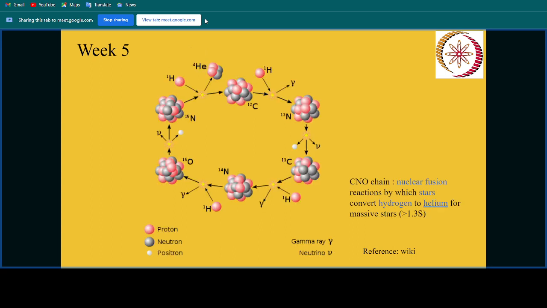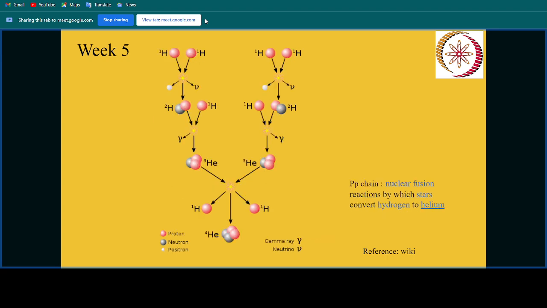In the CNO cycle also, by nuclear fusion reaction, stars convert hydrogen to helium. But the CNO cycle mostly happens for massive stars, at least those greater than 1.3 solar mass. That's why in the case of our Sun, both the PP chain and the CNO cycle are happening, because there are heavier elements in our Sun at this moment. But the main thing dominating for our Sun at this moment is the PP chain, and the PP chain is converting hydrogen to helium inside the star.